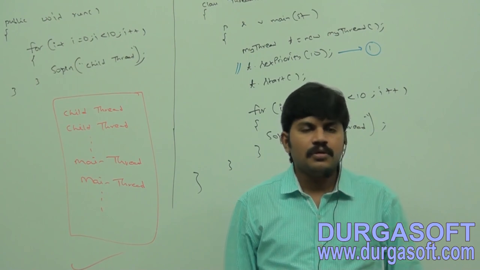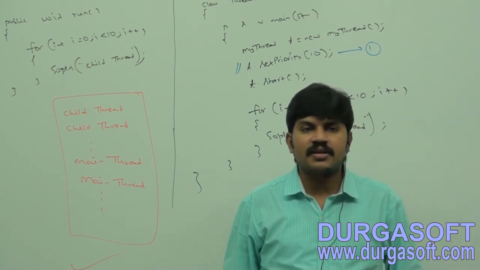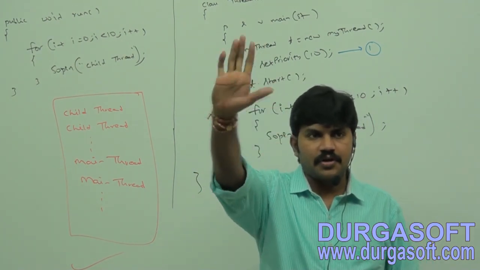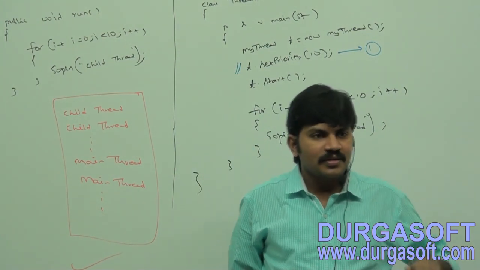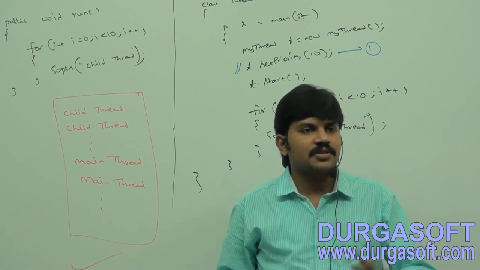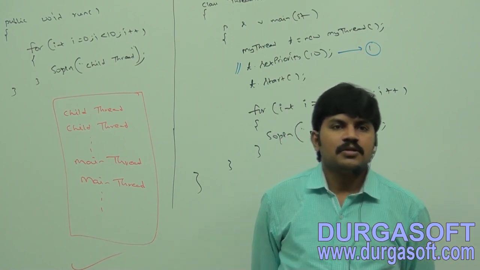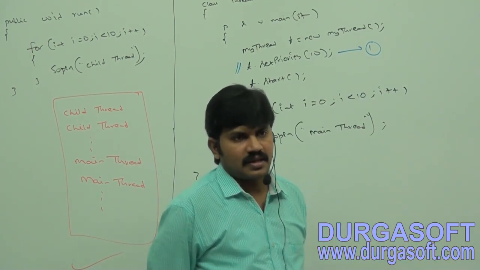So this is in your system. If you are not getting our discussed output, not required to worry. The problem is not with our program, the problem is with the underlying system. If you change the system, it may provide support, right? Okay, that's all. This is about the thread priorities concept.